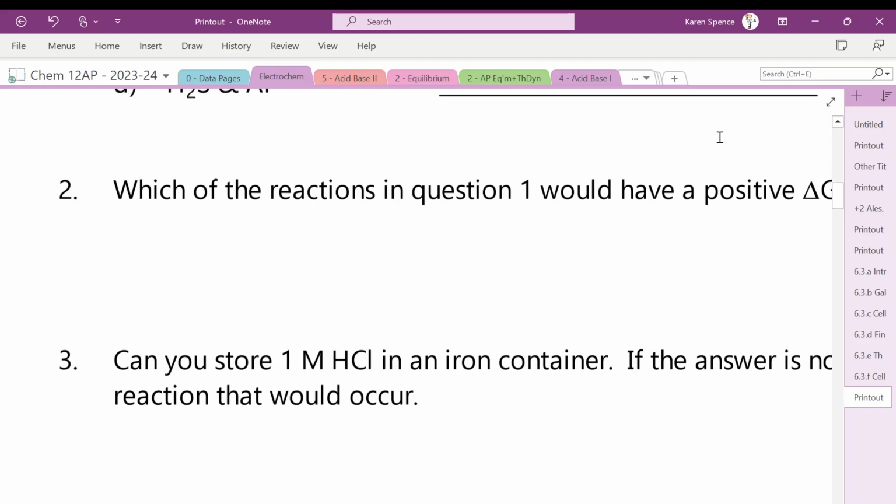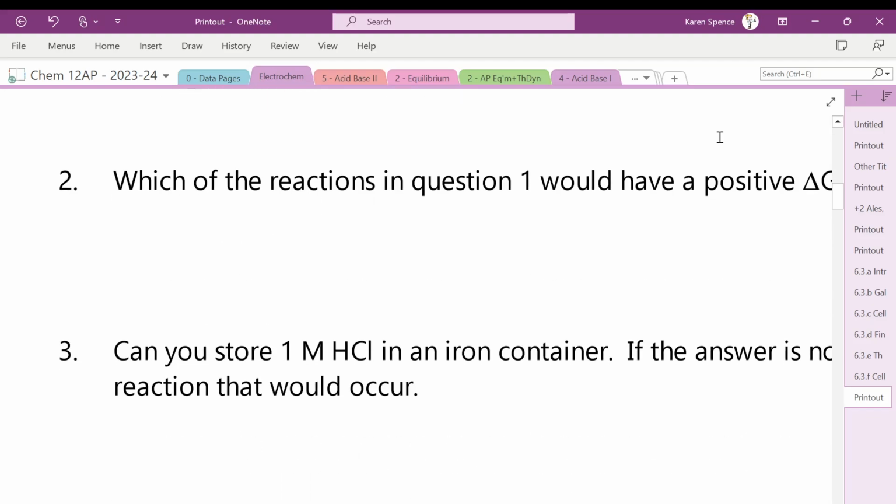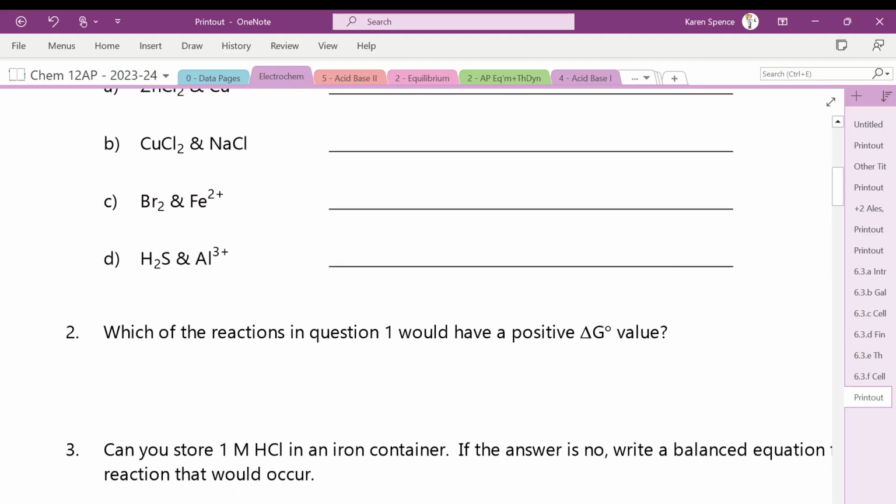Question 2, absolutely. Okay, so which of the reactions in question 1 would have a positive delta G value? What do you guys remember about delta G? What does it stand for? Gibbs free energy. And a positive delta G means something, and a negative delta G means something else. Yes, exact opposite of what I said.